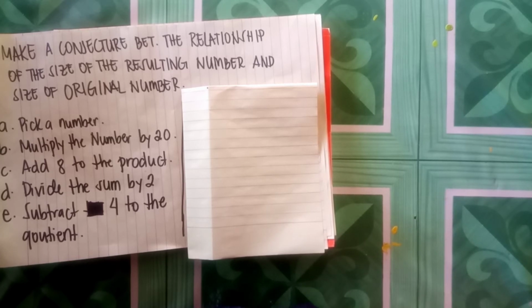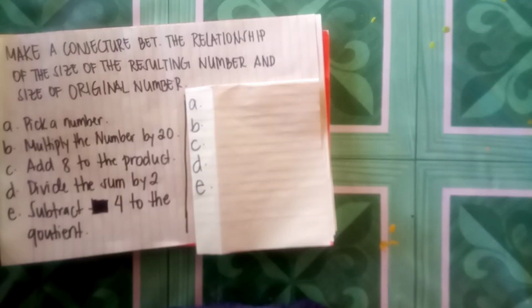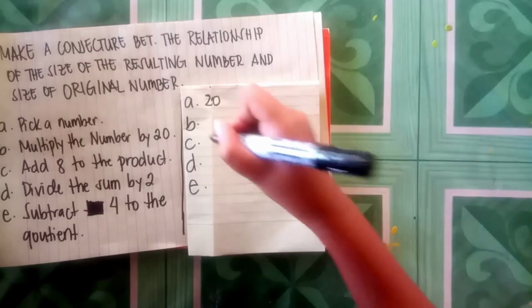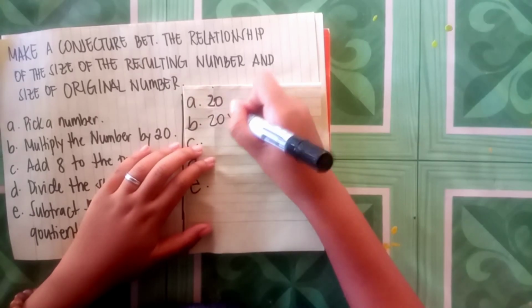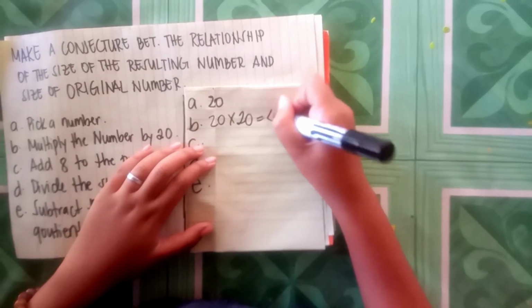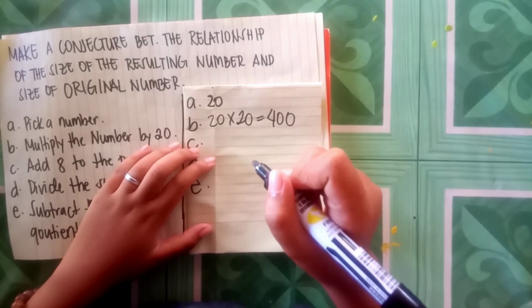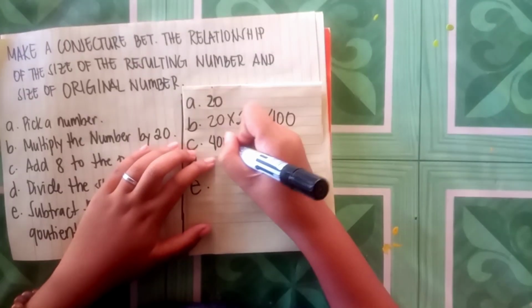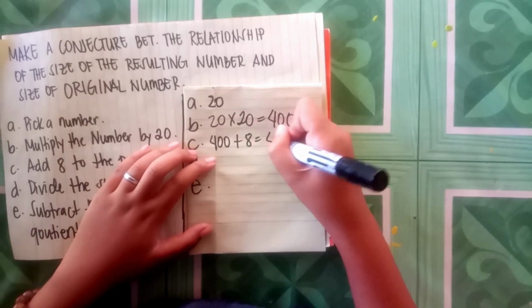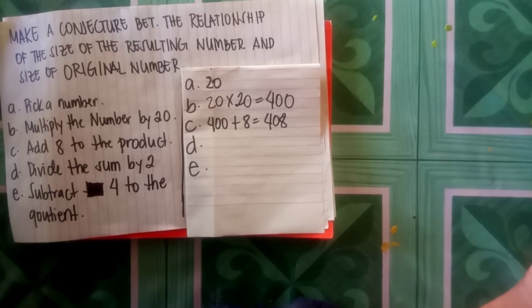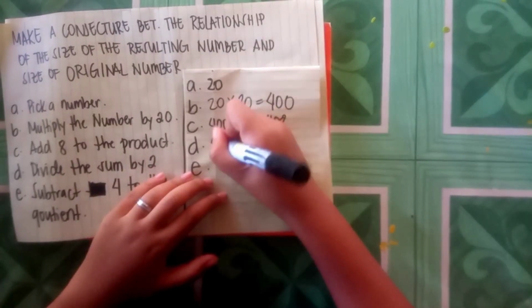We will follow the procedure from our first example. For letter A, we're going to pick the number 20. Letter B, multiply the number by 20. So, 20 times 20 is equal to 400. Letter C, add 8 to the product. So, 400 plus 8 is equal to 408. Divide the sum by 2.